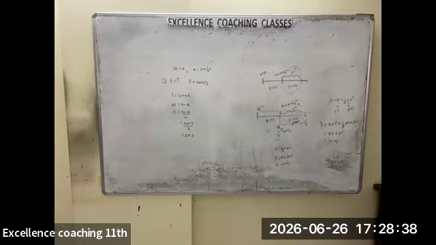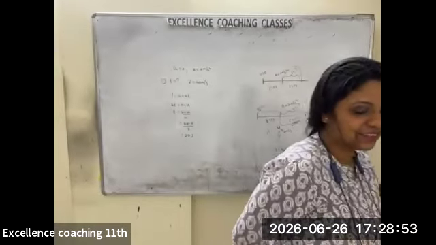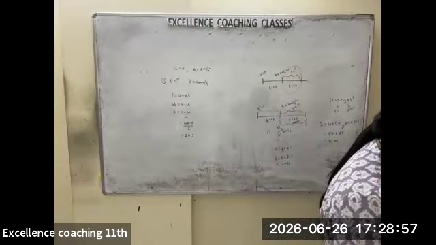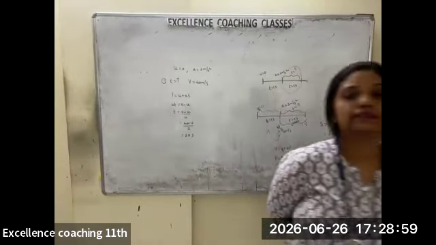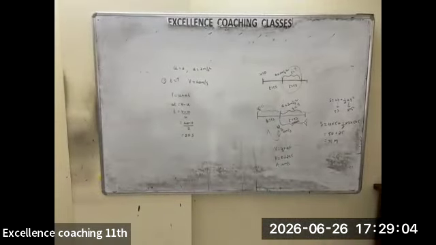So it is -4s is equal to -100. So s is 100 upon 4. What answer did you get? What is the answer? -2 meter per second square. Are you getting it or not?